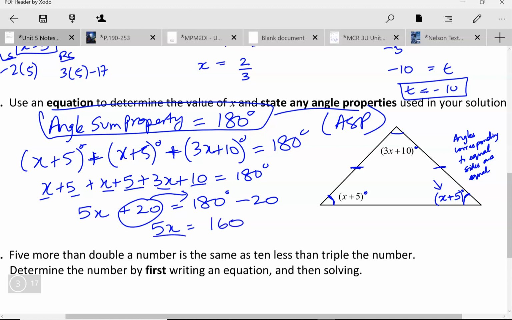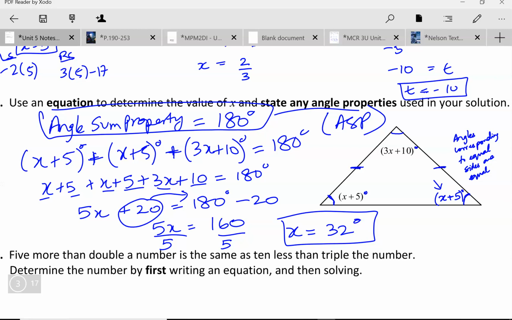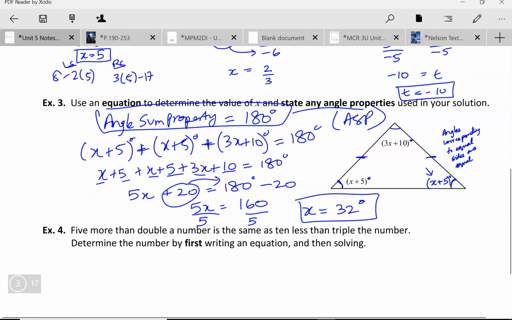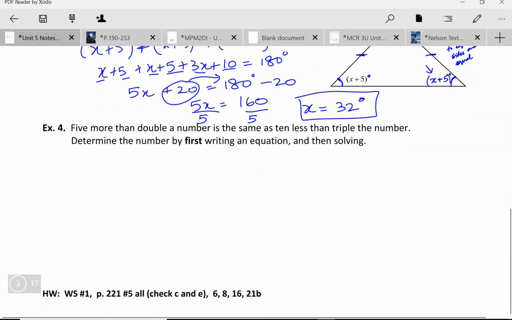And then I'm going to break up this 5x term by dividing both sides by 5. And so I get x equals 32 degrees, I think. There. Yeah, okay. 3 plus 10... yeah, I think it's 32 degrees. So that's my value of x, and that's my answer. So, ta-da. Okay, let's take a close look at this.